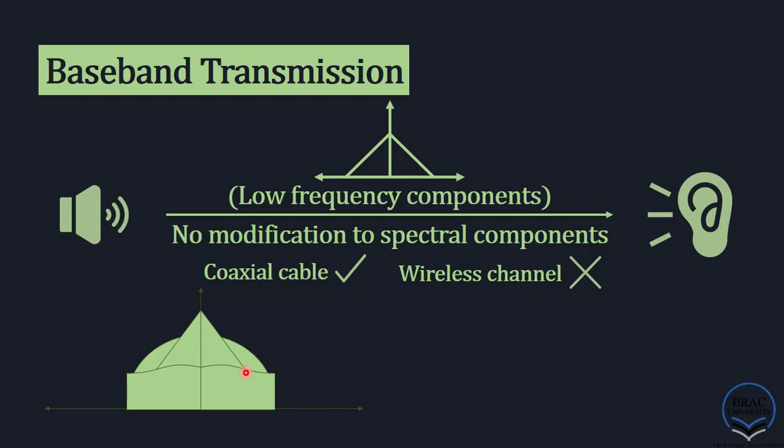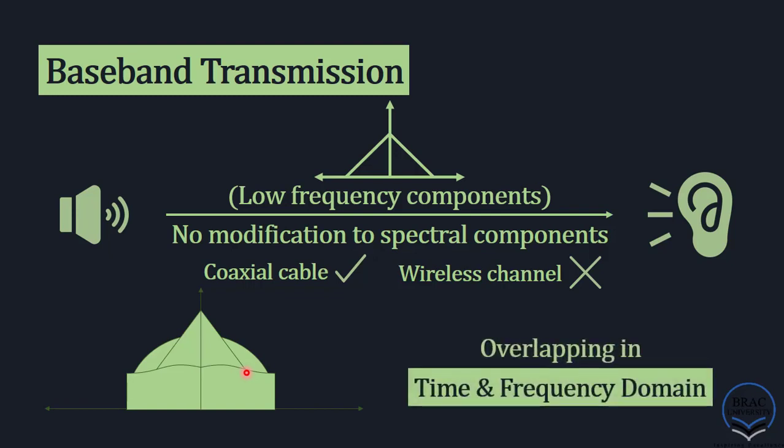So the problem is, for the baseband transmission, the signals are overlapping in both time and frequency domain, and thus we cannot differentiate them in time or frequency domain, and it is very difficult for delivering a message successfully. Let's talk about passband transmission now.